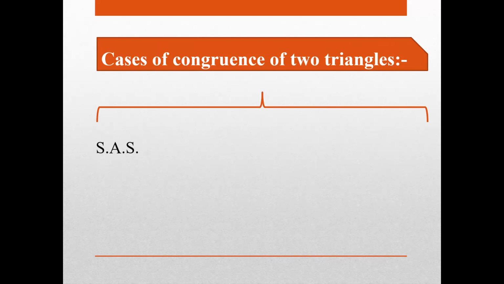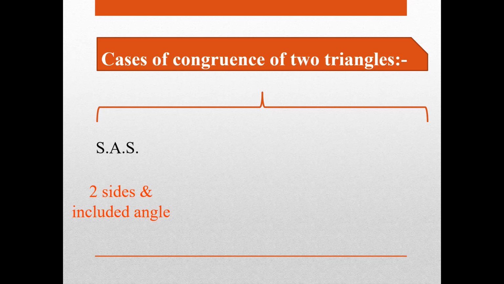We have 4 cases. If the case is founded, then the two triangles are congruent. First case is side angle side. What does it mean? That means if we have two sides and the included angle between them in the first triangle congruent to the corresponding parts in the second triangle, then we can say that the two triangles are congruent.